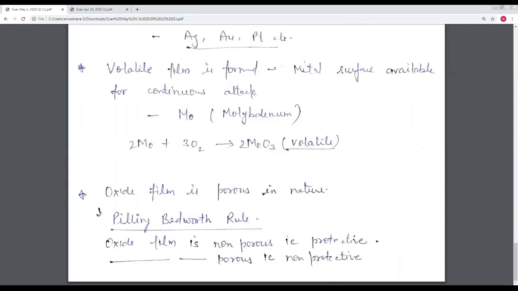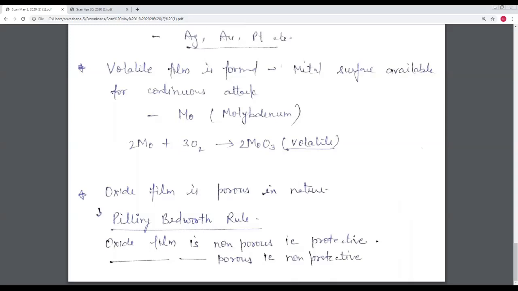Okay, and if the metal oxide film is porous, तो that means pores हैं, उसको अंदर जाने के लिए जगह मिल रही है, so it means the formation of a non-protective layer, and non-protective layer means further corrosion takes place. कि लगातार वहाँ corrosion चलता रहेगा. So this is the Pilling Bedworth rule, and it is a very important rule for corrosion.